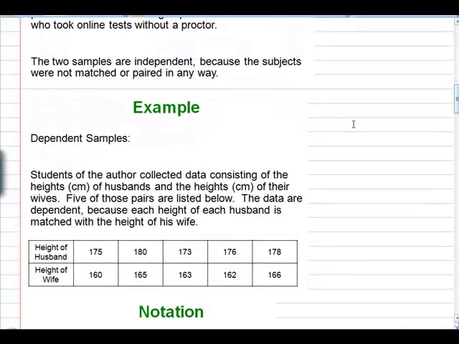Dependent would be students of the author collected data consisting of heights of husbands and heights of their wives. 5 of those pairs are listed below. The data are dependent because each height of each husband is matched with the height of his wife. So those would be dependent because we're looking at heights of couples. Independent versus dependent, that's a conversation we've had in the past.